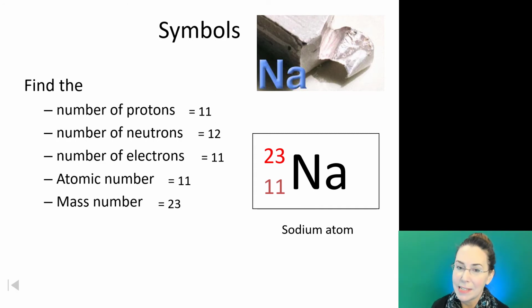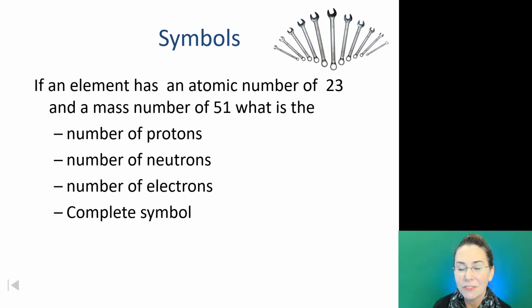I think you're ready to step it up a notch. Let's try to find the information for a mystery element. If an element has an atomic number of 23 and a mass number of 51, what is the number of protons, number of neutrons, number of electrons, and the complete symbol for that element?